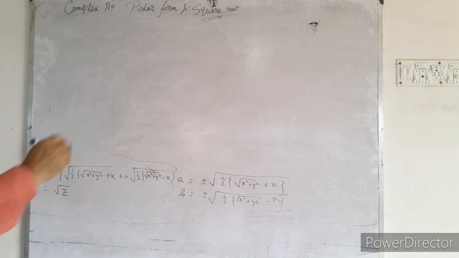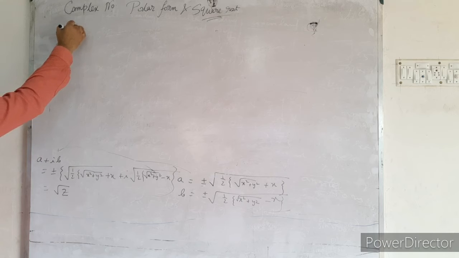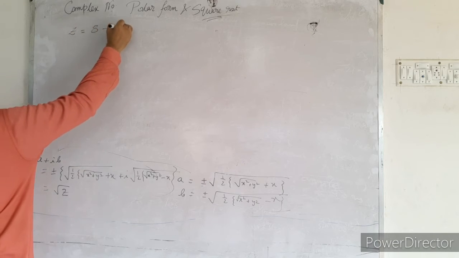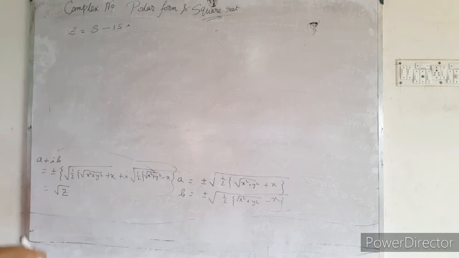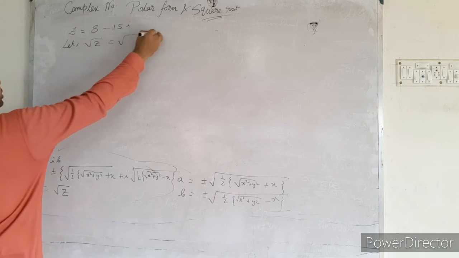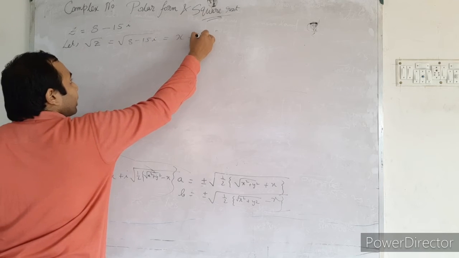So students, for our first example, I will take one of the examples, and you can find any of these. Here z equals 8 minus 15i. With the same process we will compute the root of this complex number. So let root z equal x minus iy.